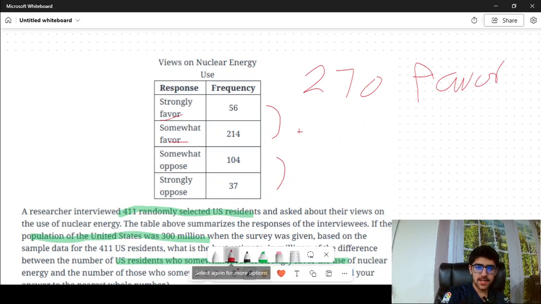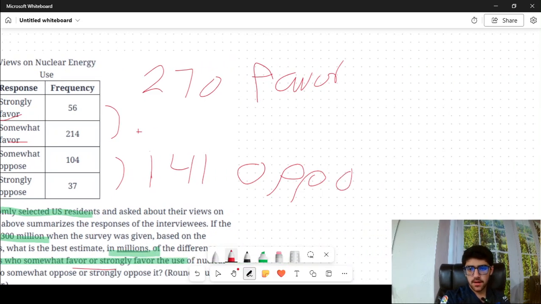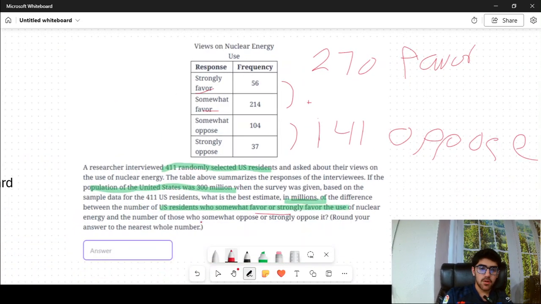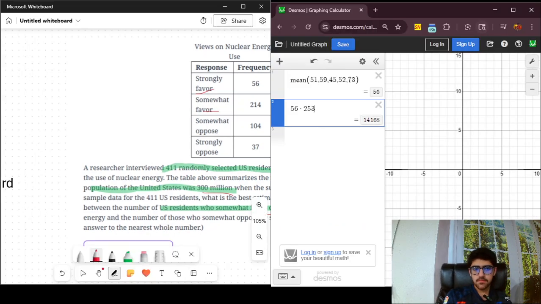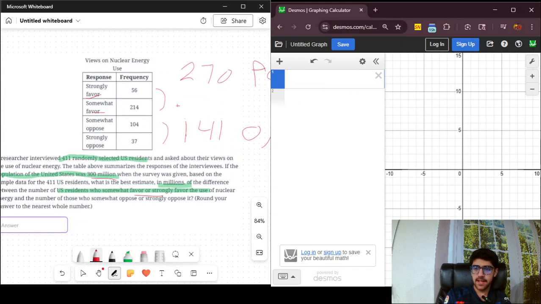104 plus 37 is 141. So 141 people oppose. And that is from the sample size of 411 residents. And remember, we're assuming that the population of the United States is 300 million. So now everything we can do is in the calculator. First thing, let's amplify the data so we can get the numbers.